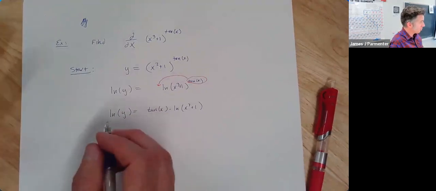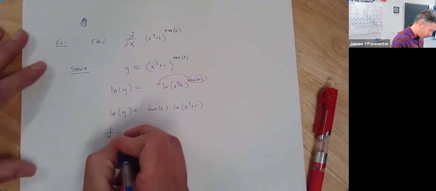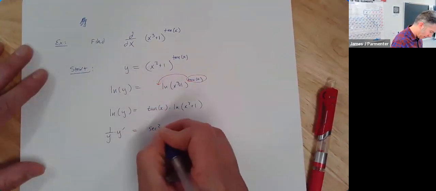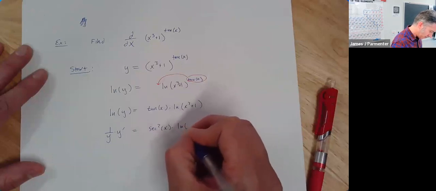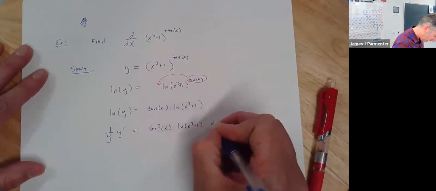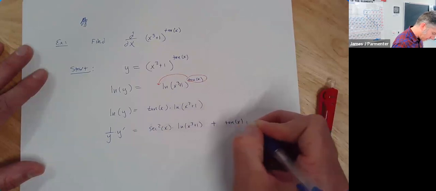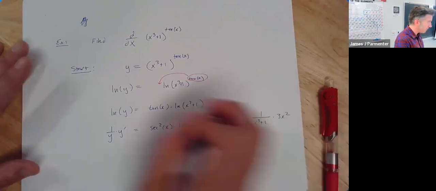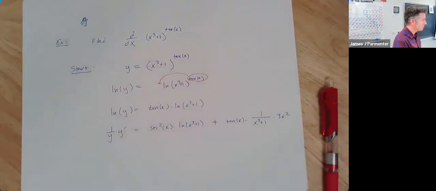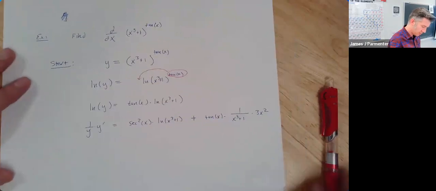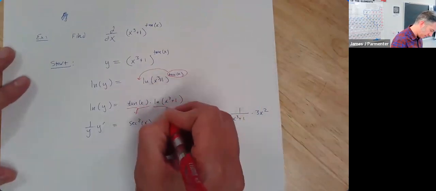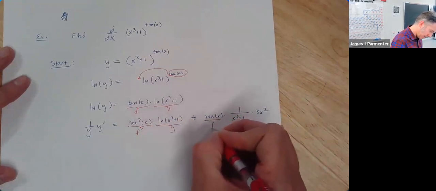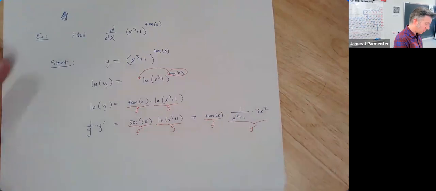On the left, as usual, a 1 over y times y prime. On the right, a secant squared of x times natural log of x cubed plus 1, plus a tangent of x times 1 over my stuff times the derivative of my stuff. Product rule: if this is my f and this is my g, here's my f prime, here's my g, my f, and here's my g prime, which required the chain rule.